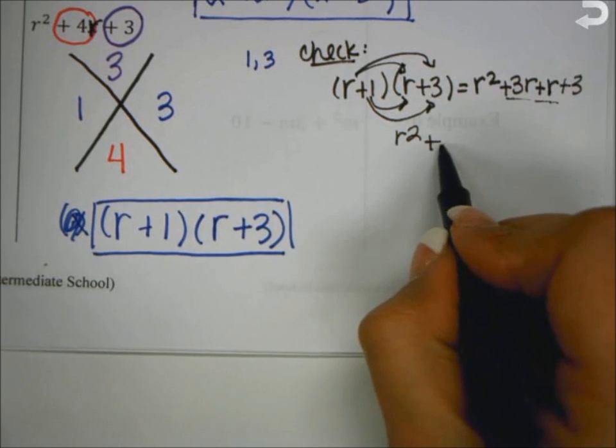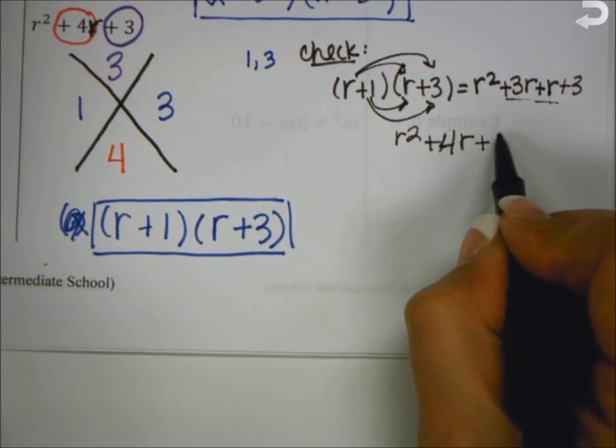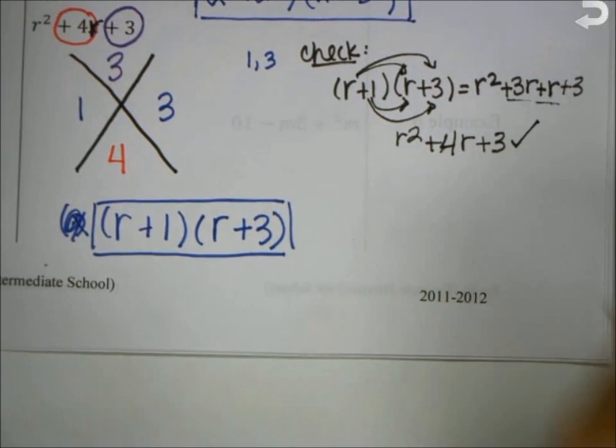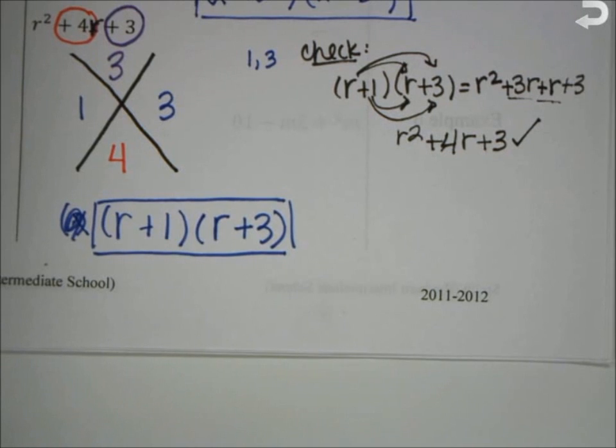Step 1. Is there a GCF? No. Step 2. Is it a difference of 2 squares? No. So what method are we going to use? Diamond.